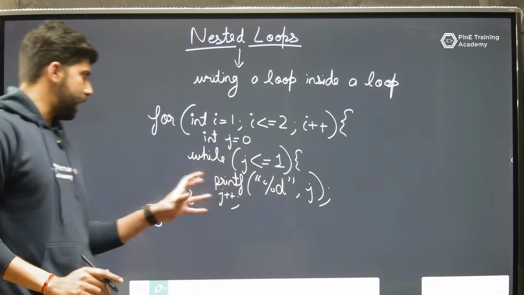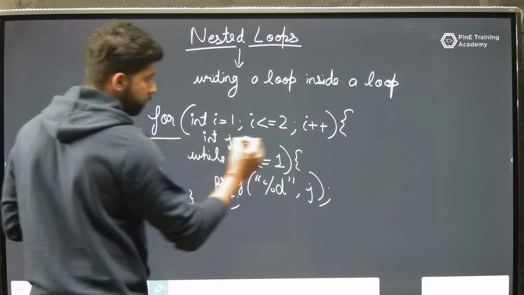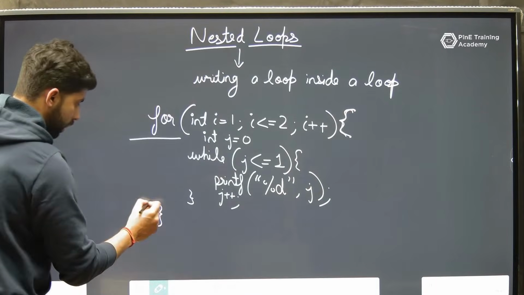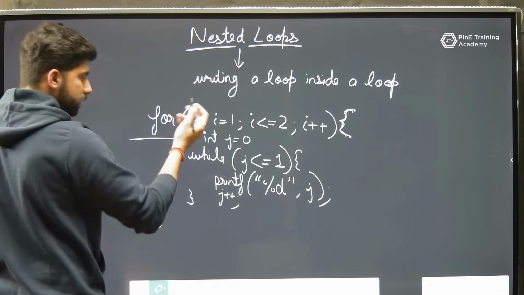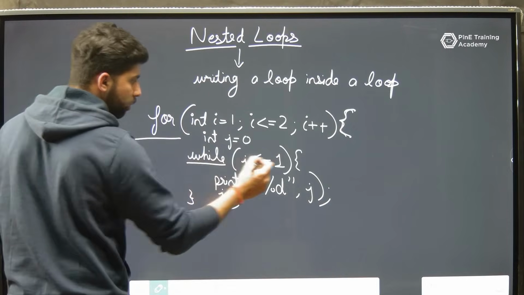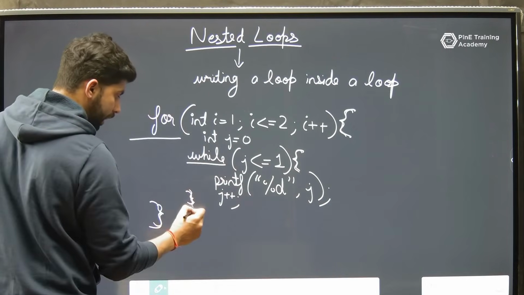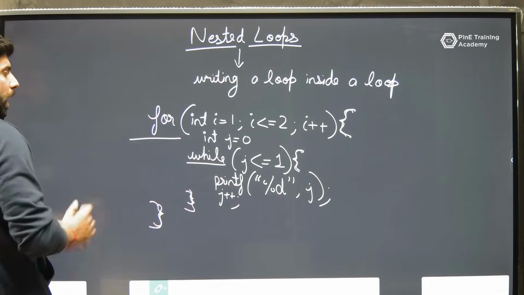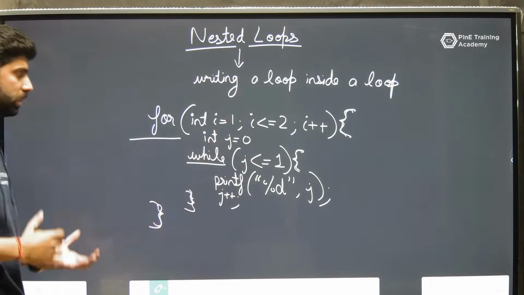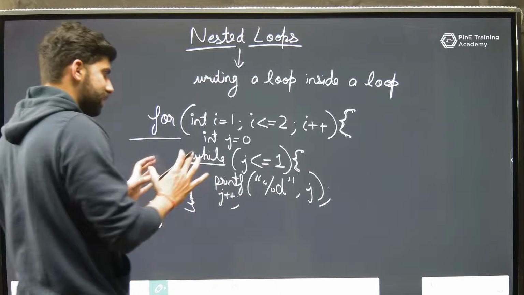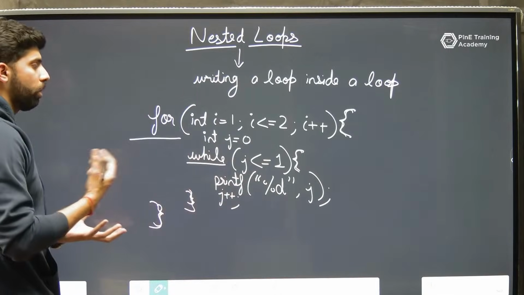what I have done here is, this is my for loop. It starts here, ends here. Inside this for loop, I have this while loop which starts here and ends here. So I have written a loop inside a loop. This is an example of a nested loop. Let's quickly try to figure out how this runs, how it works.